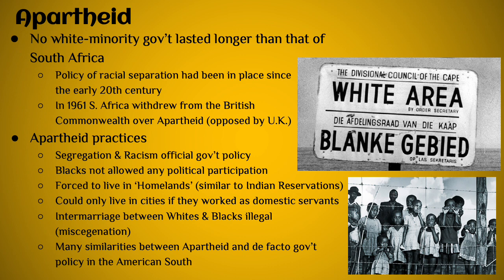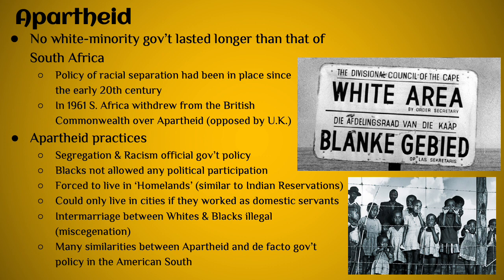South Africa was a very problematic country during this period. No white minority government in Africa lasted longer than that of South Africa. They had a policy of racial separation called apartheid since the early 20th century. And as pressure was applied to South Africa after World War II, by 1961, South Africa withdrew from the British Commonwealth, which was a collection of independent nations who were trying to work together that had been part of the former British Empire.